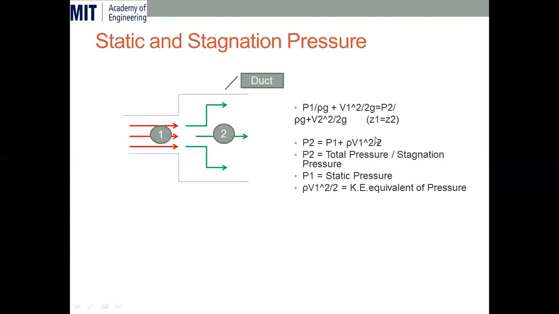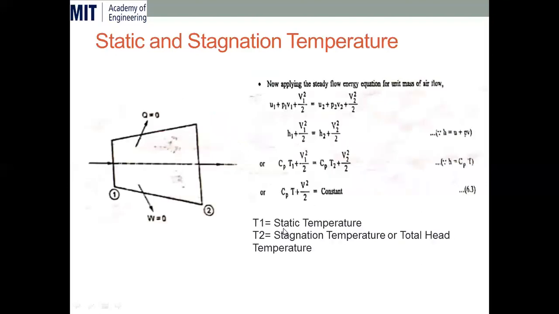That's why this part, rho V1 square by 2, is called the kinetic equivalent of the pressure. So stagnation pressure P2 is equal to P1, that is static pressure, plus rho V1 square by 2. Similarly, we have to understand the static and stagnation temperature.